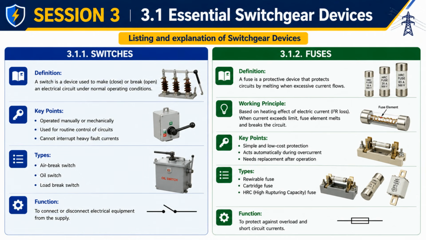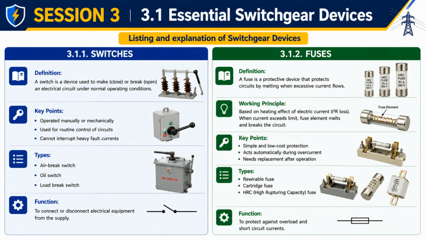Types of switches. Air brake switch, oil switch, load brake switch. Function. The main function of a switch is to connect or disconnect electrical equipment from the power supply. 3.1.2 Fuses. Definition. A fuse is a protective device that protects an electrical circuit by melting when excessive current flows. Working principle. A fuse works on the heating effect of electric current, also called I²R loss. When the current exceeds the safe limit, the fuse element melts and breaks the circuit.